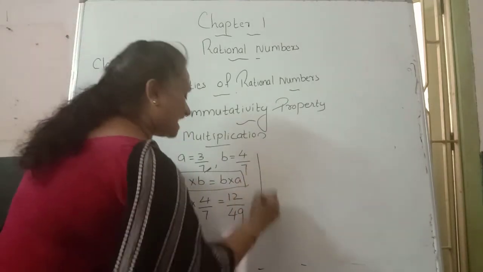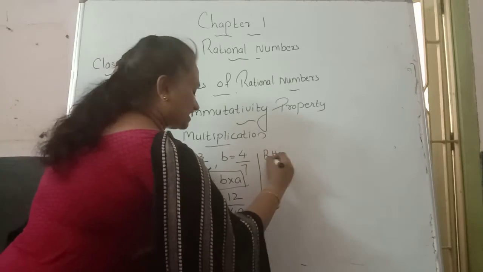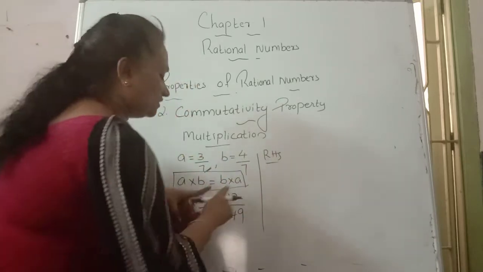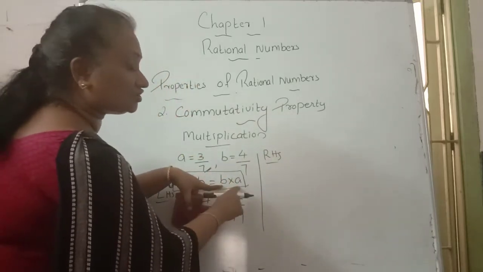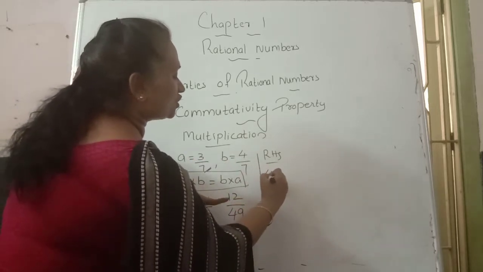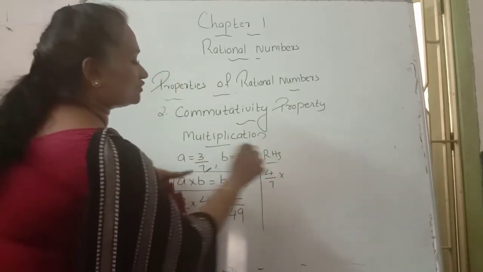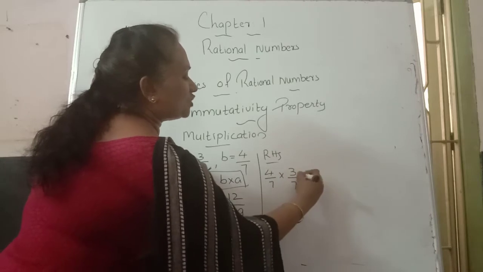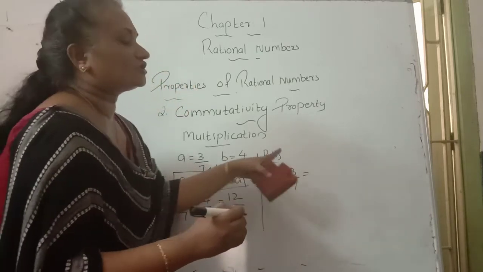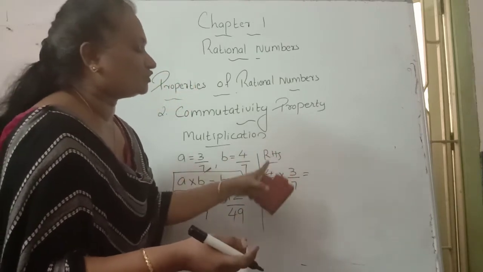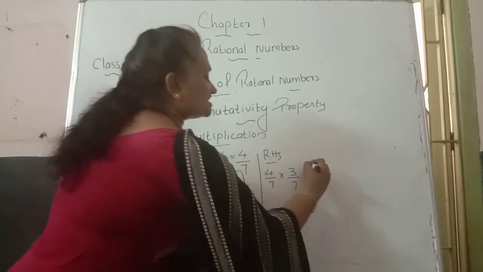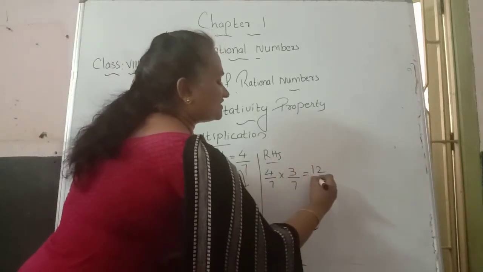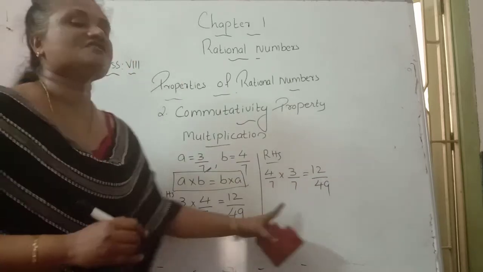Is it right in the RHS case? We want to check it. The RHS part is B into A. B value is how much? 4 by 7, into A value, 3 by 7. Both are multiplied, numerator into numerator. Cancellation is not possible. That's why numerator into numerator: 4 threes are 12, then 7 sevens are 49. The same answer we get.